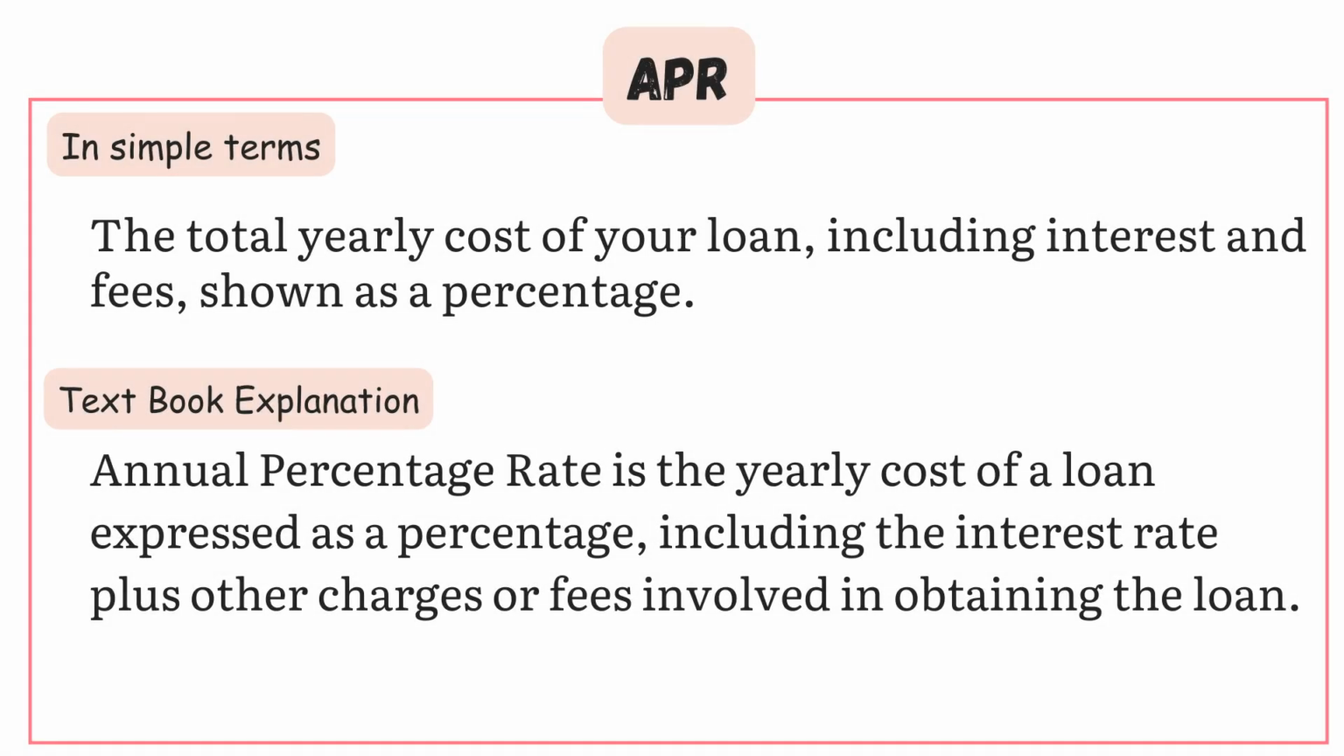APR. In simple terms, it is the total yearly cost of your loan, including interest and fees, shown as a percentage. As per textbook definition, APR, annual percentage rate, is the yearly cost of a loan expressed as a percentage, including the interest rate plus other charges or fees involved in obtaining the loan.